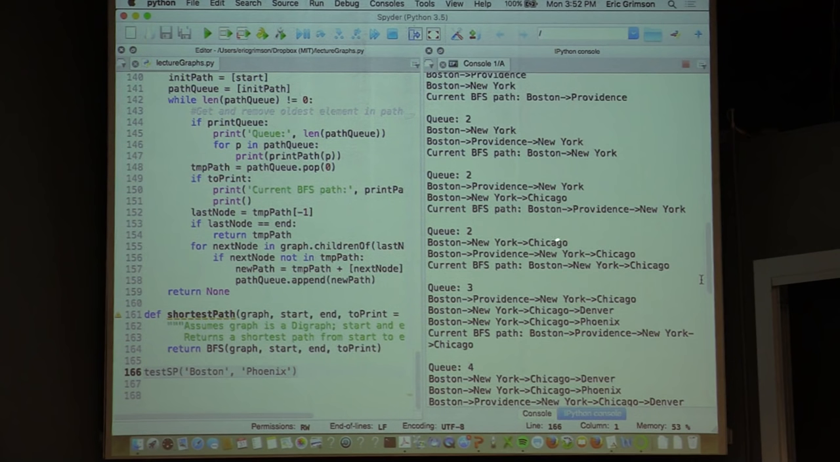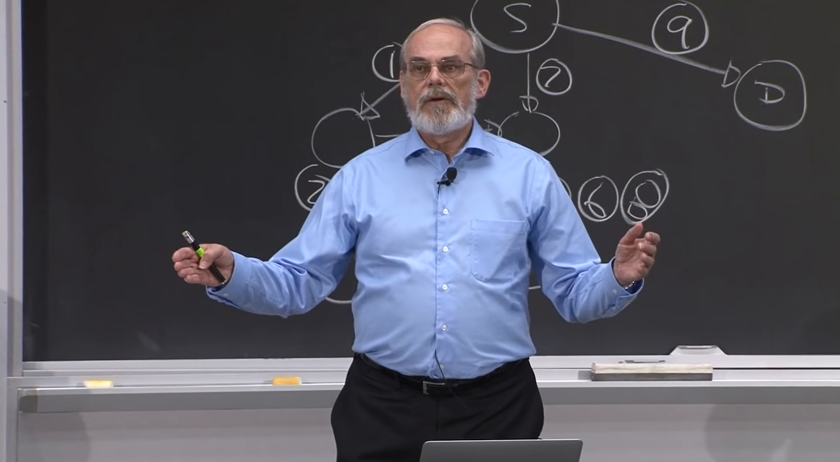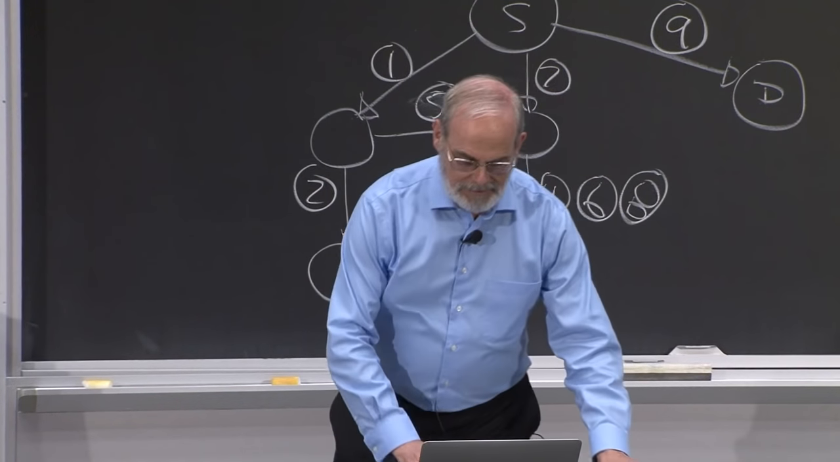For example, which one do I want here? Right here. If I take Boston, New York to Chicago. From Chicago, I can get to Denver. So there's one new path. I can also get to Phoenix. There's a second new path. Also notice how they're only growing slowly as I build them out.